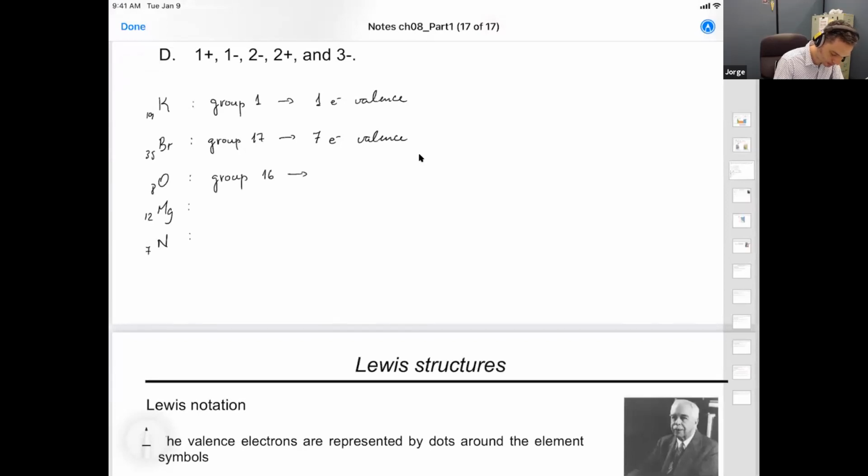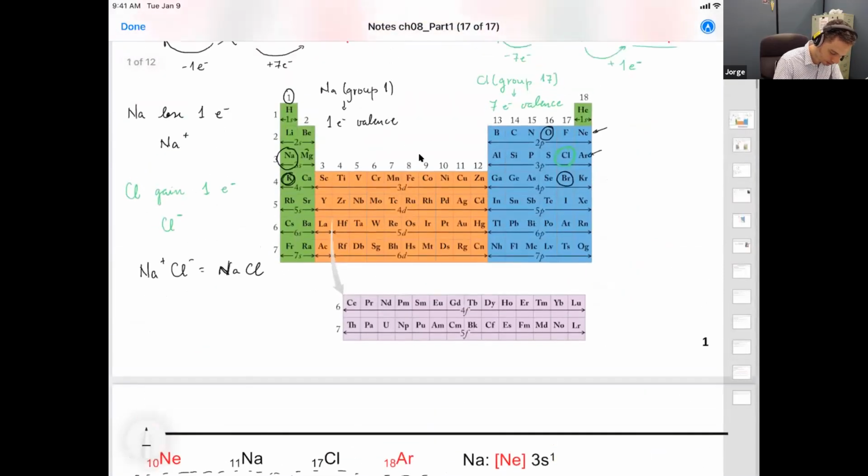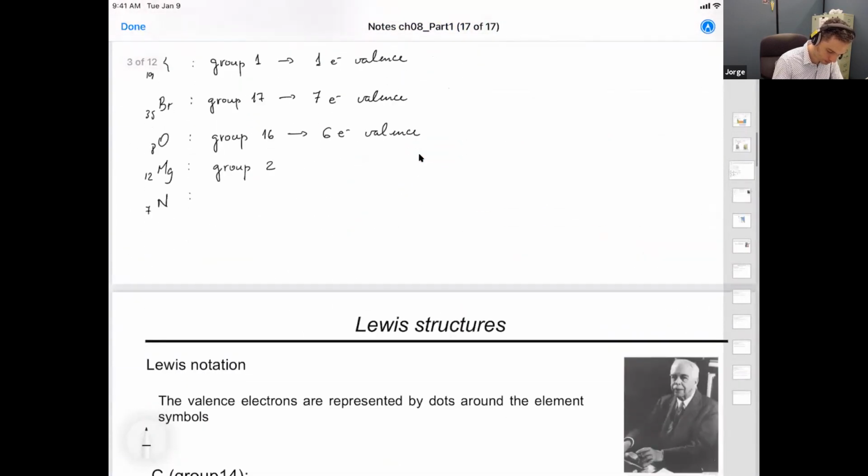Again, group 16, subtracting 10 electrons from the d orbitals, we have 6 electrons in the valence shell. Magnesium belongs to group number 2. So let's go back up here, right next to sodium. Group number 2, 2 electrons in the valence shell.